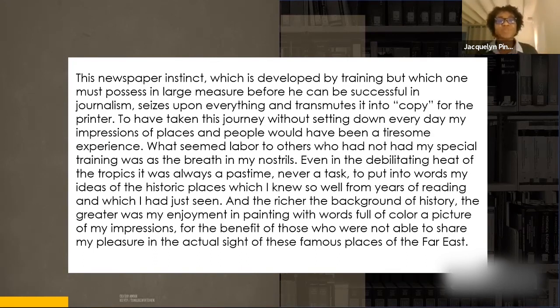To have taken this journey without setting down every day my impressions of places and people would have been a tiresome experience. What seemed labor to others who had not had my special training was as the breath in my nostrils. So it was natural to this person to do that. To someone else, they're like, oh my gosh, this is so exhausting. But for this person, what it says, that newspaper instinct. Let me see if I can underline that. That newspaper instinct, something natural that you do without even thinking. Okay. It wasn't tiresome for this person.